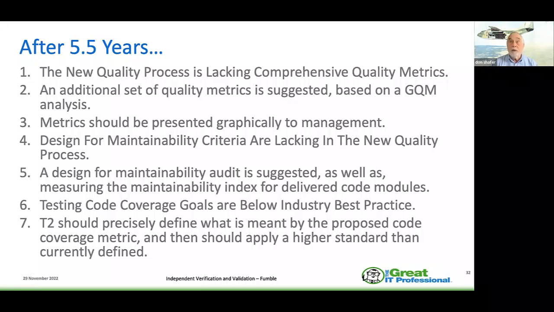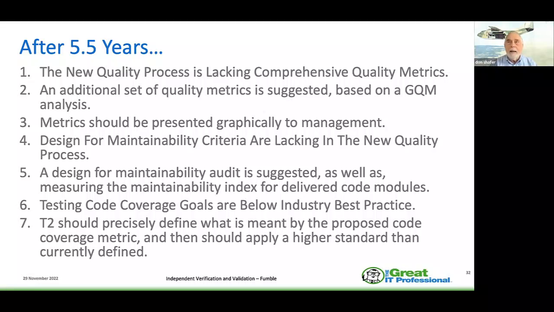Design for maintainability was suggested, as well as measuring a maintainability index for delivered code modules. The idea of the maintainability index was something that we had put together and used quite extensively in the early 1980s when I was at Los Alamos Labs. Test code coverage goals were below industry best practice, not even close to the best practices. And the T2 project should have defined what they meant by the proposed code coverage metric, and then should apply a higher standard than currently defined.